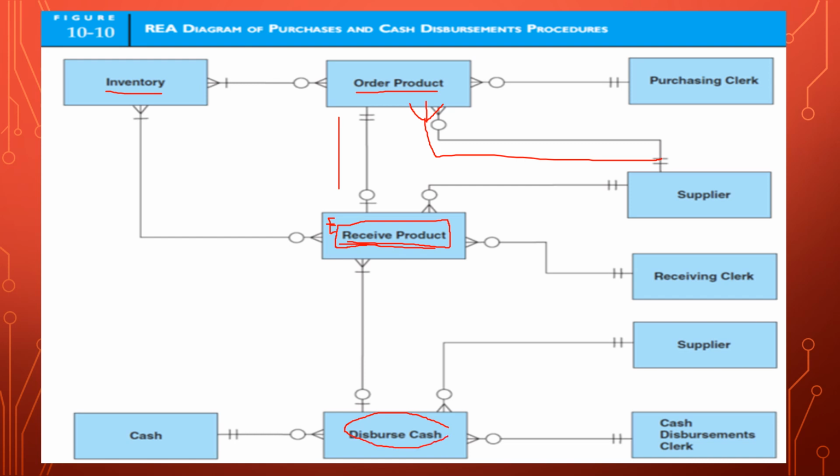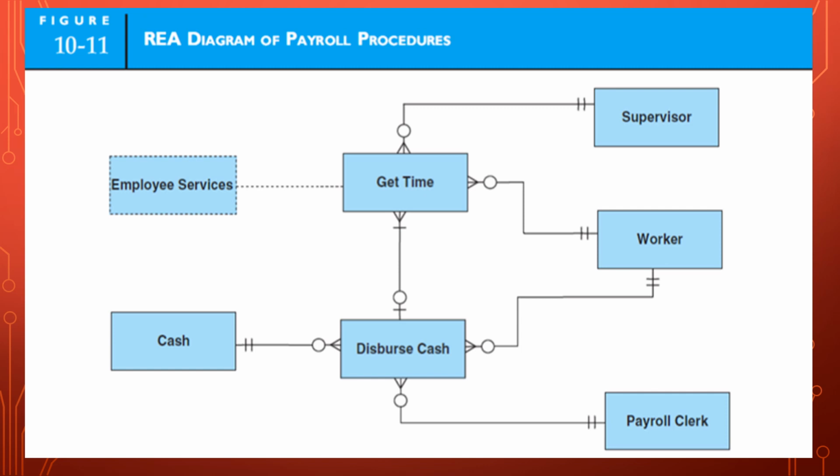So this one I think is quite the same, so I don't need to explain the cardinality in detail, and so on. Here we have the REA diagram for payroll procedures, explaining the payroll. We have the cash disbursement event, and we have get time and so on.